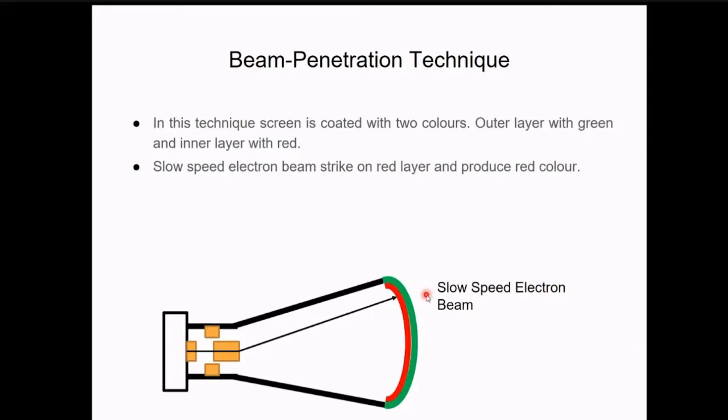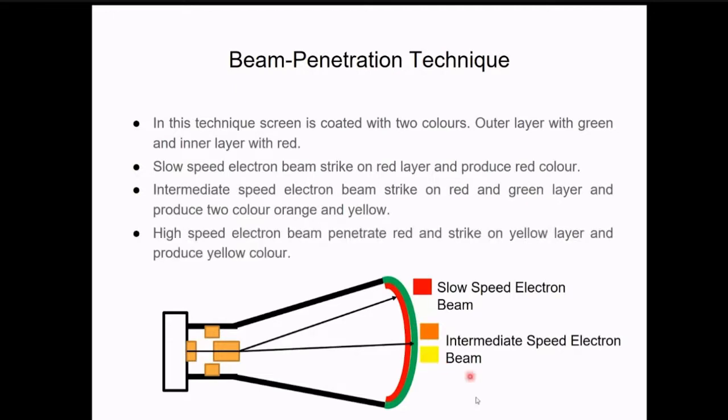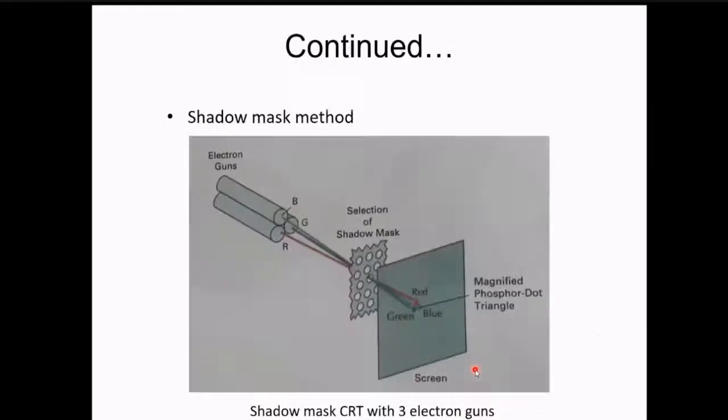You have seen that the slow beam would produce red color, and if we have an intermediate speed between slow and high speed, it can produce yellow color, or sometimes orange as well. The high speed electron would produce green color. So based on the intensity and speed of the beam, we can produce that particular color. But what if I want some other color instead of these four colors?